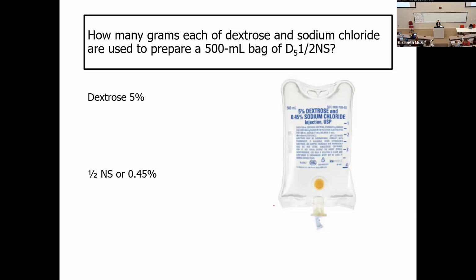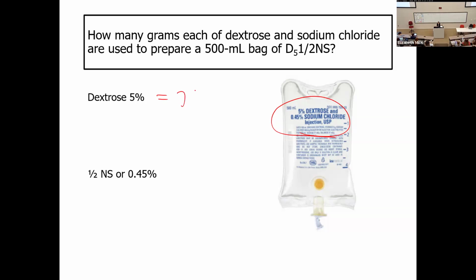So in the same bag, we have 500 milliliters, 5% dextrose and half normal saline in the same bag. This is a very common fluid that's ordered in the hospital setting for IV infusion, for fluid replacement. So for dextrose 5%, what did you get for your answer? How many grams of dextrose are in a 500 milliliter bag?